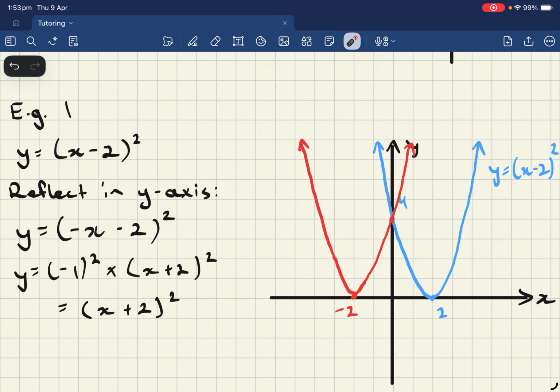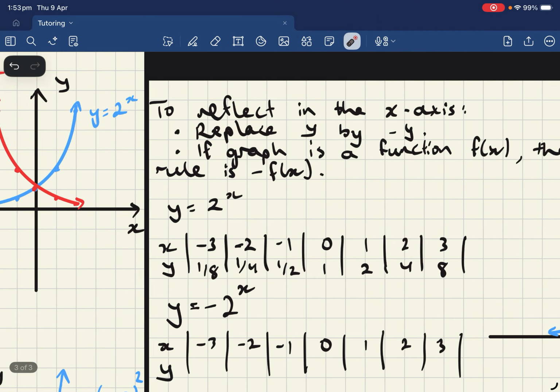And looking at this particular graph in terms of our horizontal translations, x plus 2 means a shift 2 units to the left, which we can see. Before, our previous graph was shifted 2 to the right. Now we are going 2 to the left. So the reflection kind of makes sense algebraically as well.